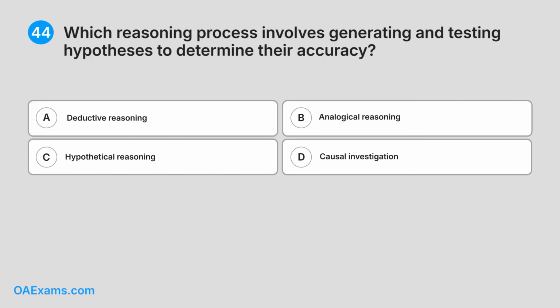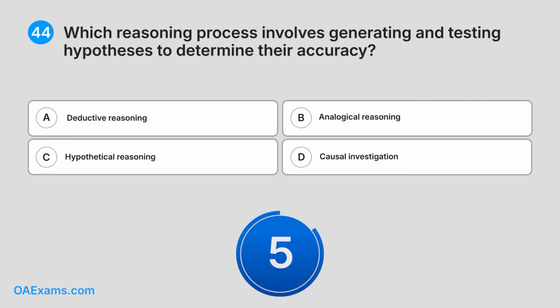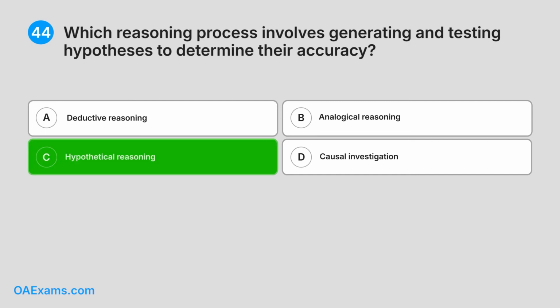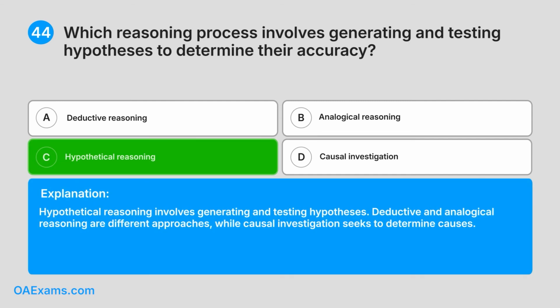44. Which reasoning process involves generating and testing hypotheses to determine their accuracy? A. Deductive reasoning. B. Analogical reasoning. C. Hypothetical reasoning. D. Causal investigation. Can you guess the answer? Correct answer. C. Hypothetical reasoning. Explanation. Hypothetical reasoning involves generating and testing hypotheses. Deductive and analogical reasoning are different approaches, while causal investigation seeks to determine causes.